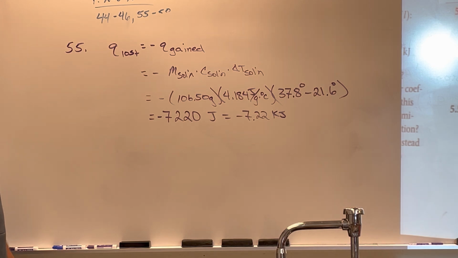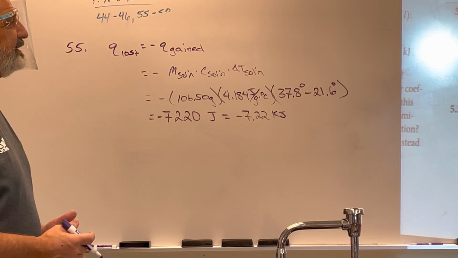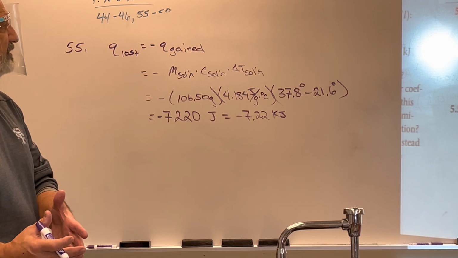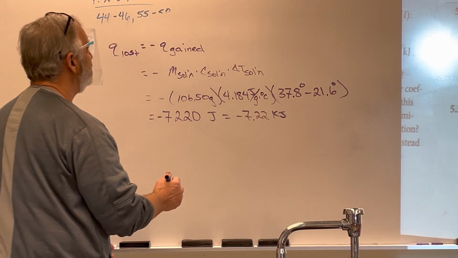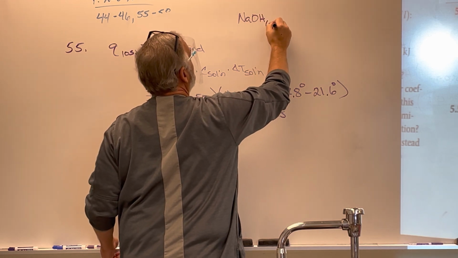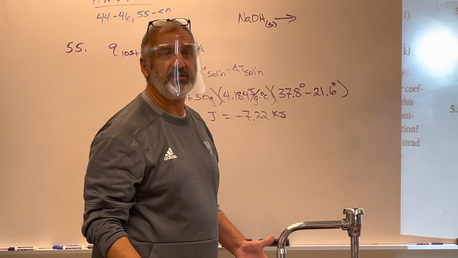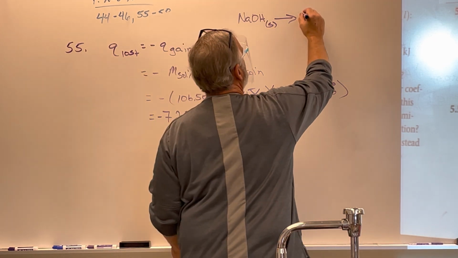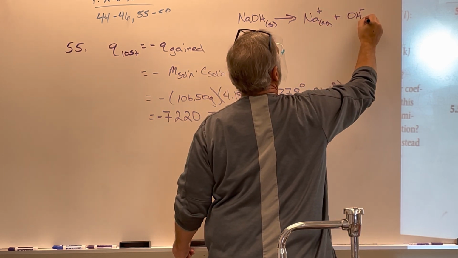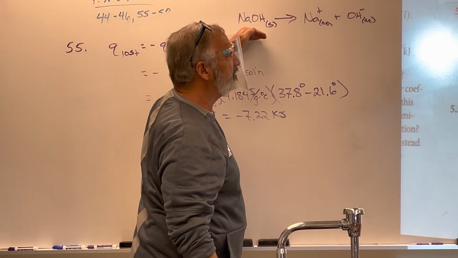All right, so that's A. B is the part that's really important. Calculate delta H in kilojoules per mole of NaOH. Okay? Now we have to know that NaOH, we're dissolving it in water. This is exactly what we did in the lab. What's it going to dissociate into? Na plus and OH minus. Okay? So we're dealing with 1 mole. So we want kilojoules per mole.